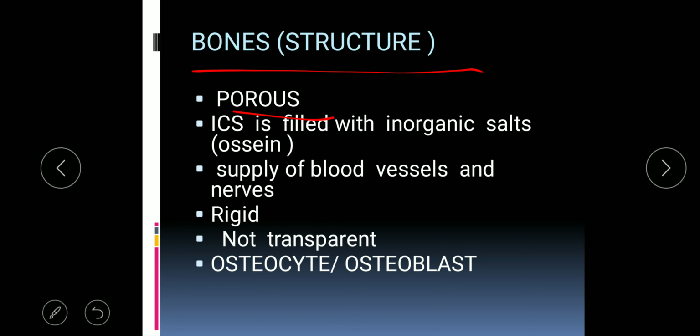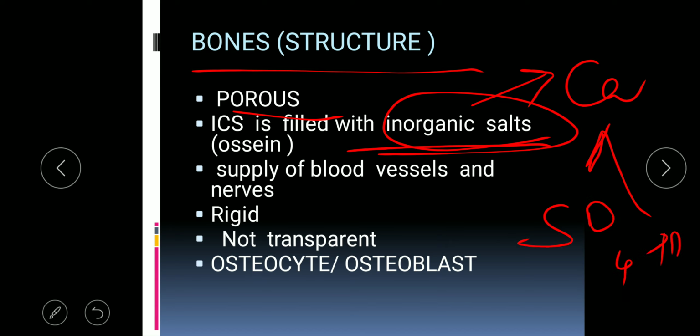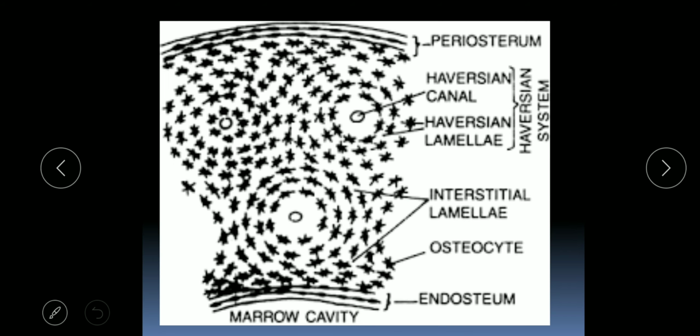Now the next type of supportive tissue is the bones. It is porous. The intercellular space is filled with inorganic salts. Which type of inorganic salts? Calcium sulfate and calcium phosphate. Then there is a supply of blood vessels and nerves. The bones are rigid structures. The bones are non-transparent, and the cells found in the bone are known as osteocyte or osteoblast.